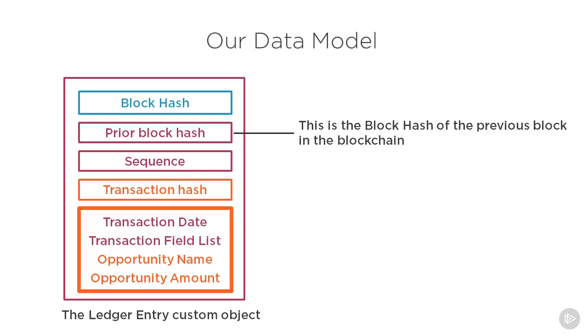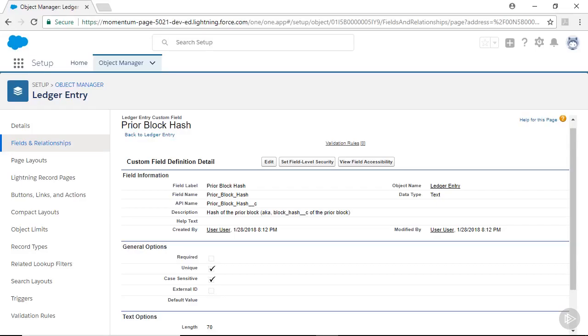The next field is the prior block hash, the hash value of the previous block. Like the transaction hash, it is defined with a length of 70 characters. However, it is unique and case sensitive. This field can be used to quickly query for the previous block. It will be null for the first block in the chain.